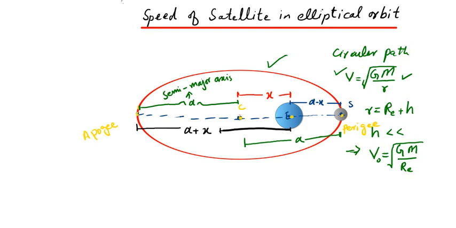So from this figure we have some ideas: we have a semi-major axis which is a, a distance between the center and the planet that is x, a distance between the perigee and the planet that is represented by a minus x, and a distance between the apogee and the planet that is represented by a plus x. Now it will make our calculation or derivation simple.